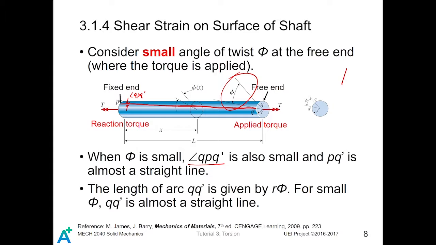So consider this very small sector for this very small angle phi. Then you cut it in half. For this sector, since phi is very small, the line QQ prime is almost a straight line. Then we can treat it as two right triangles. Each of them has an angle of phi divided by 2. Then the length of the small segment will be R times phi divided by 2. Then the length of QQ prime is given by R times phi over 2 times 2, which equals R phi.